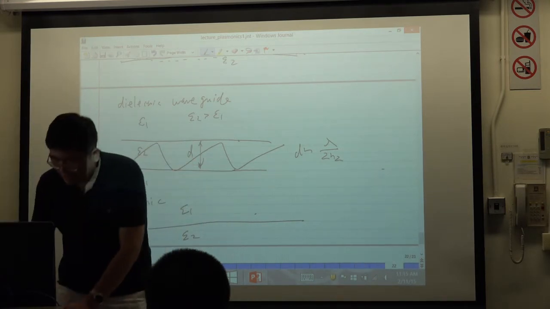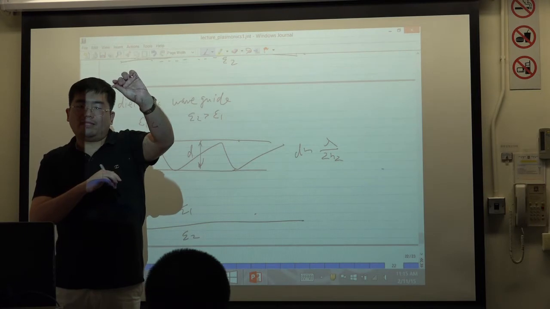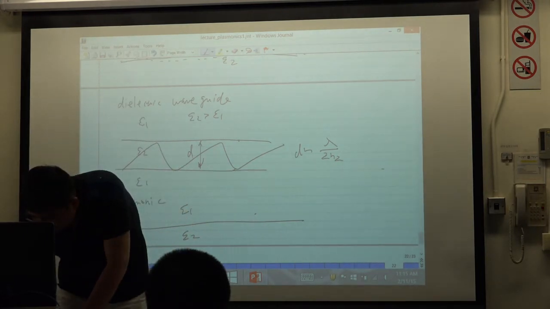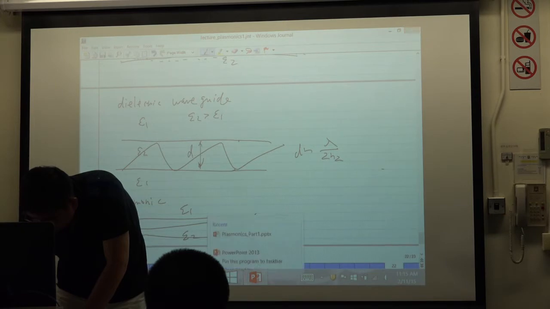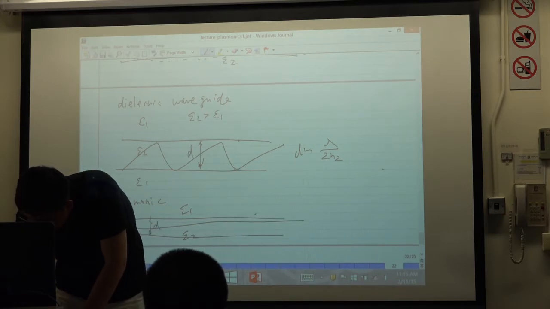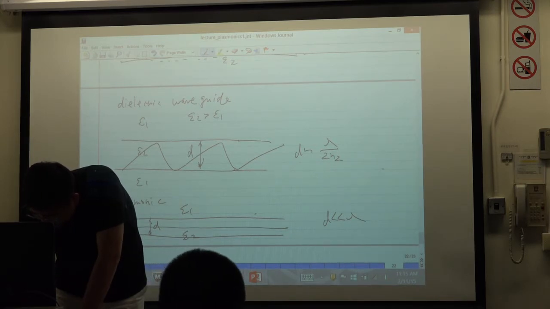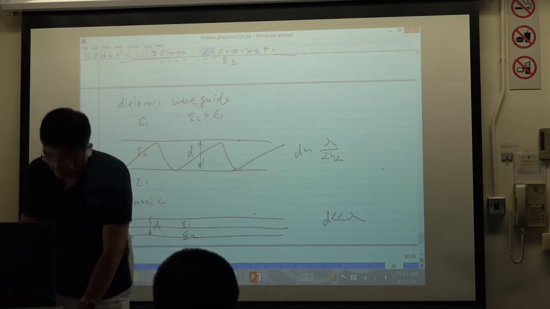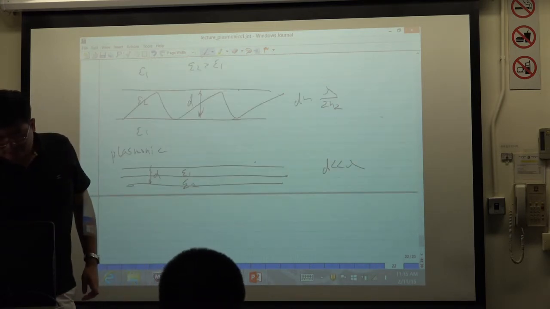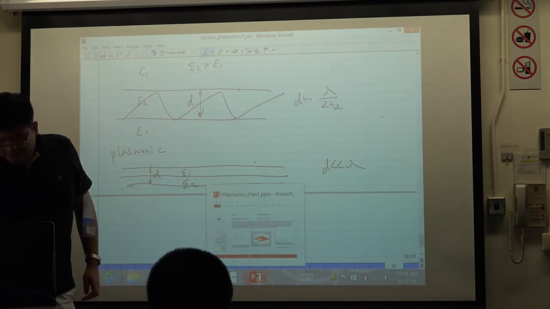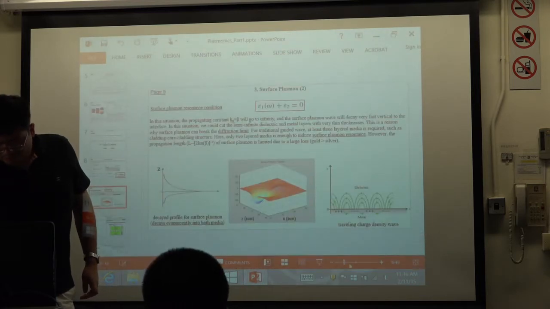Another thing, you can cut like this, very thin. This D is much smaller than the wavelength. They can break the half wavelength limit. So this is the reason why plasmonic is very interesting. It only needs to support this 2-layer medium.